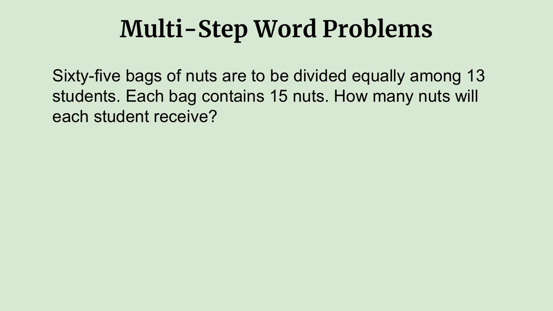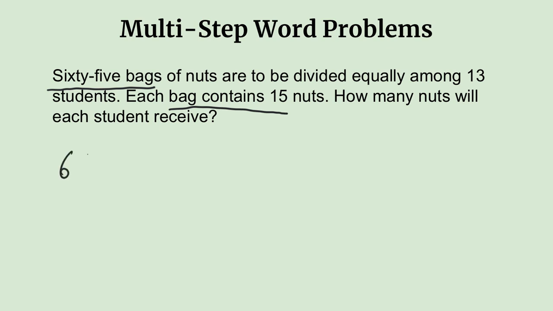We've got some word problems also, multi-steps. You can pause this and do it yourself. So we see 65 bags of nuts are to be divided equally among 13 students. Each bag contains 15 nuts. How many nuts will each student receive? So we know there's 65 bags and each bag contains 15.